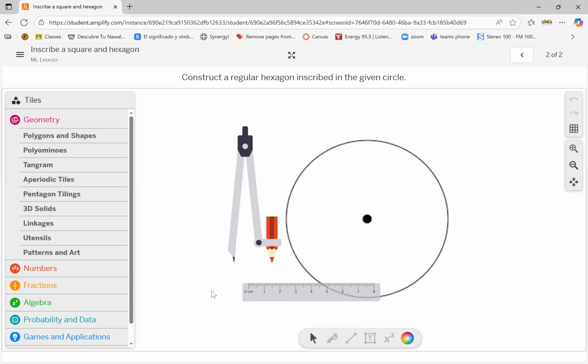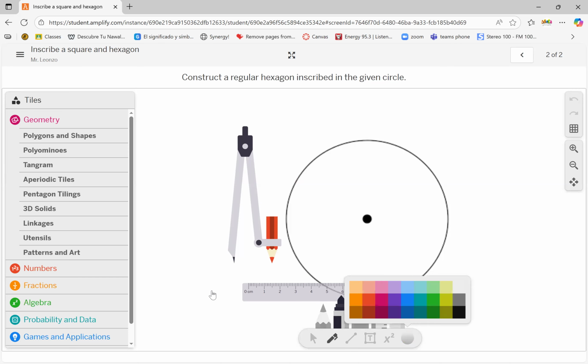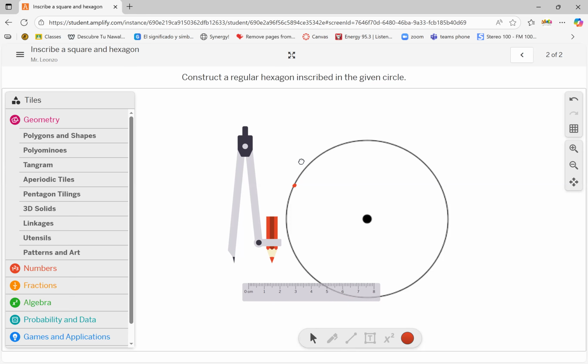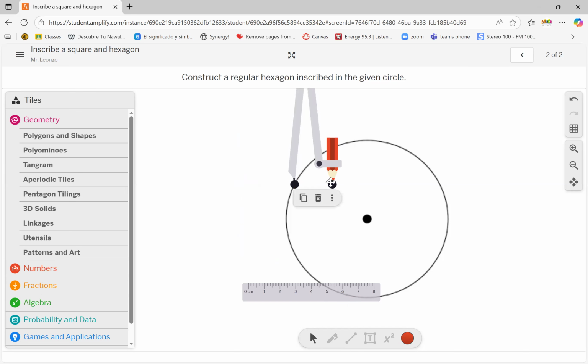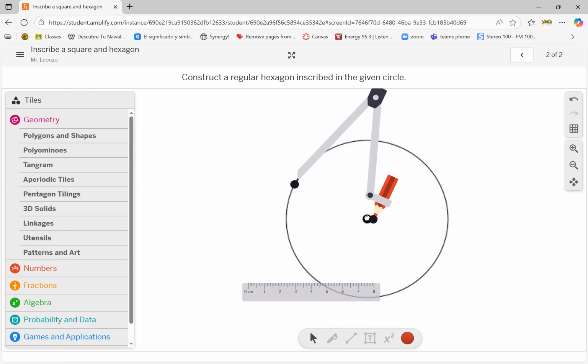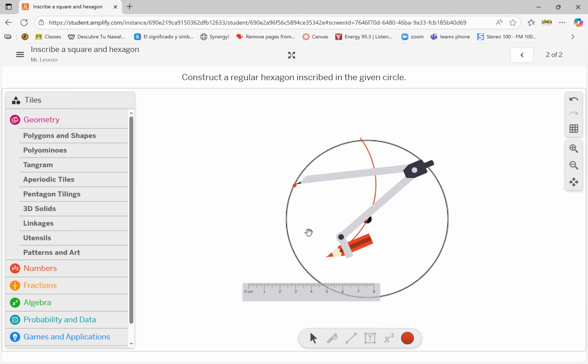Okay. First of all, let me just draw a point on the circle. Let me move to red. I'm just going to draw a point anywhere on the circle. There. And that's going to be where I'm going to start. Let me put my compass on the center of the circle. It seems like I got it there. And I'm going to do an arc such that I cross my circle twice.